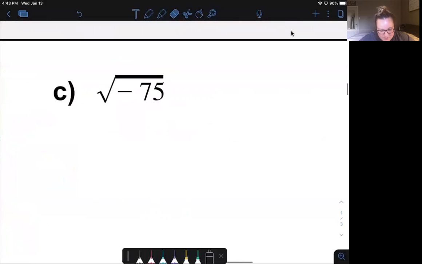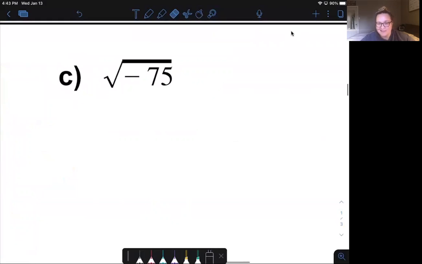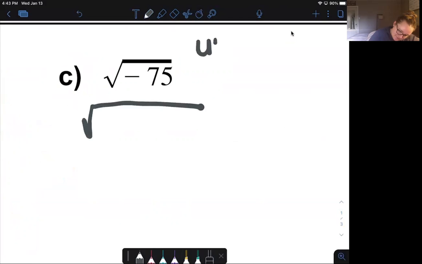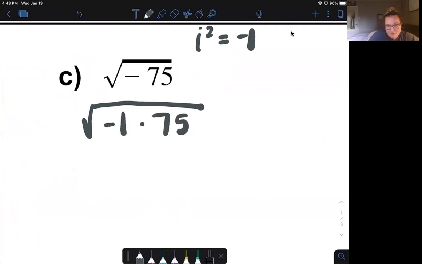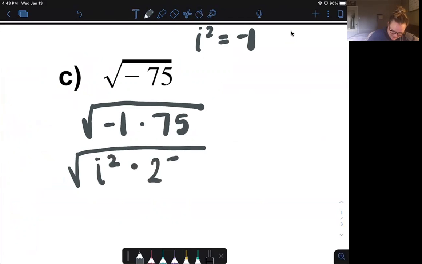All right, let's do the square root of -75. So remember, we want to use our knowledge of i squared equals -1 to help us simplify this. Well, -75 could be rewritten as -1 times 75. I can replace -1 with i squared. I can rewrite 75 as 25 times 3.